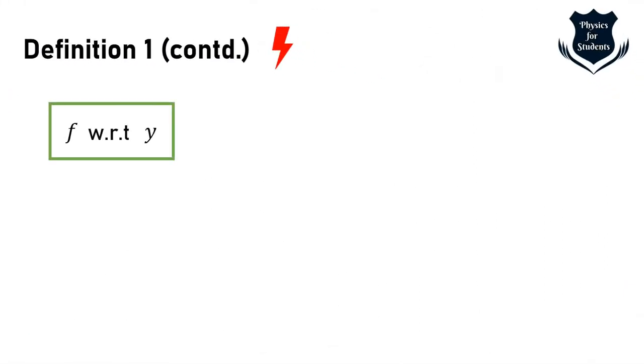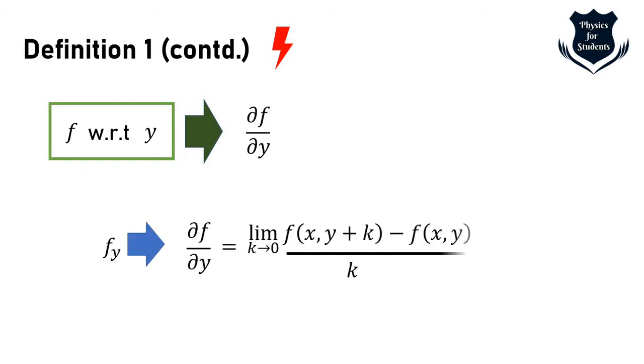Now we continue with this and we write f with respect to y. Simple, we write del f by del y. The function f sub y can be written as del f by del y instead of del x. We are differentiating with respect to y, and it follows the limit of k tending towards 0 of f of x comma y plus k minus f of x comma y, whole divided by k.